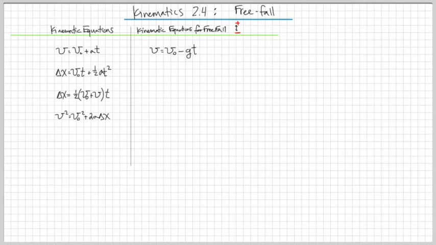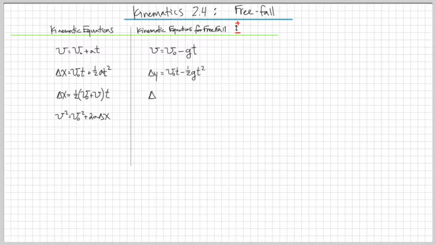It goes from a positive a to a minus g because I said down was negative. The acceleration is known to be a certain value called g. That's a physical constant equal to 9.80 meters per second squared. And because it's downward, that has to be a minus sign there. If I call down positive, then that equation would change to v equals v naught plus gt.